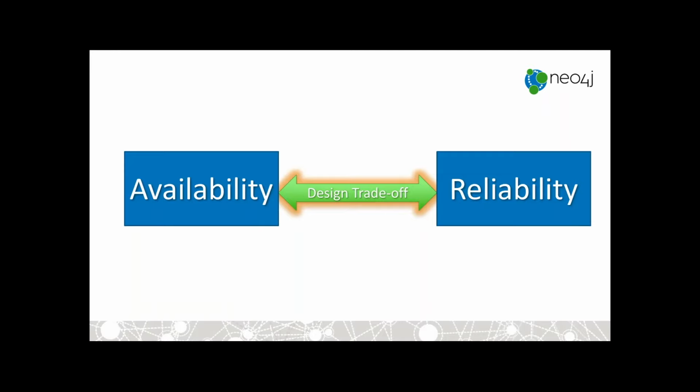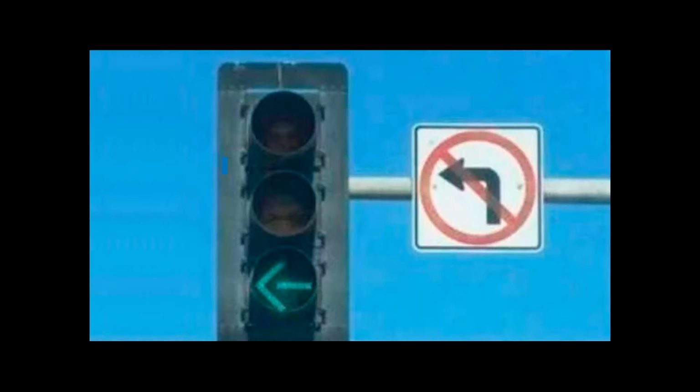So let's put this into more engineering terms. Availability means I can give you the wrong answer when machines fail, and reliability means I will not give you an answer when sufficient numbers of machines fail. And that's a really interesting trade-off, and they are irreconcilable. We know that. So what do we do?